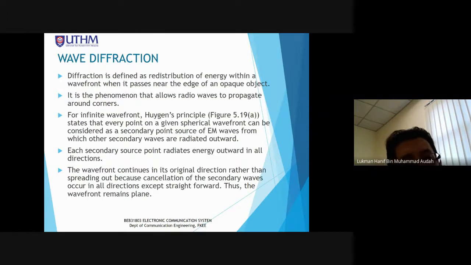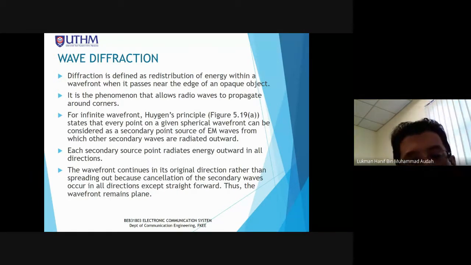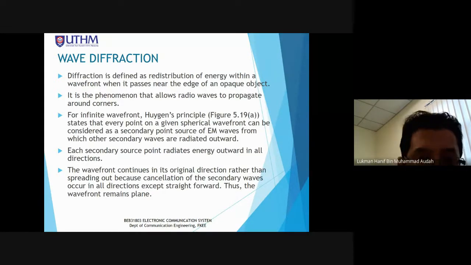Kemudian wave diffraction. Okay, diffraction is defined as the redistribution of the energy within a wavefront when it passes near the edge of an opaque object.